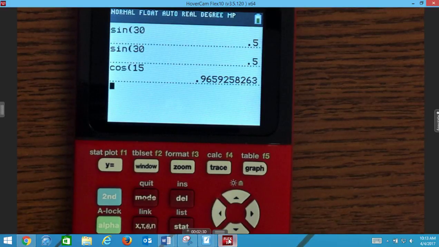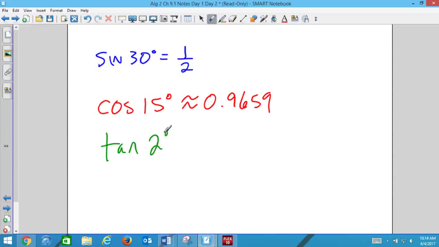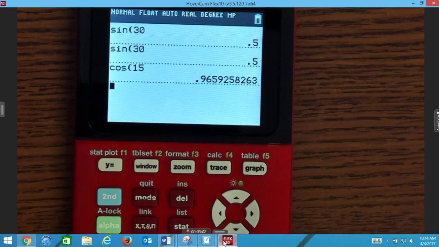The book, or the assignment, is going to ask you to round to 4 decimal places. So what will we round to? 4 decimal places. You have 0.9659. Okay. How would we do the tangent of 2 degrees? Tangent 2, enter: 0.0349.